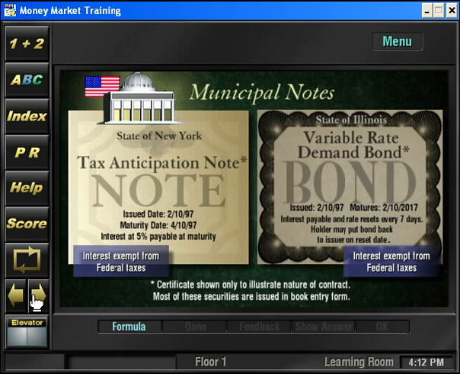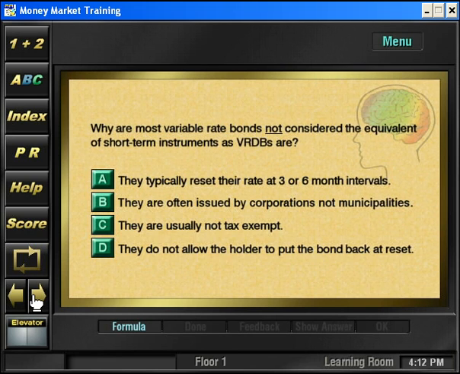Here's a question. There are many long-term variable rate bonds other than VRDBs in the marketplace. Why are they not considered short-term instruments as VRDBs are?